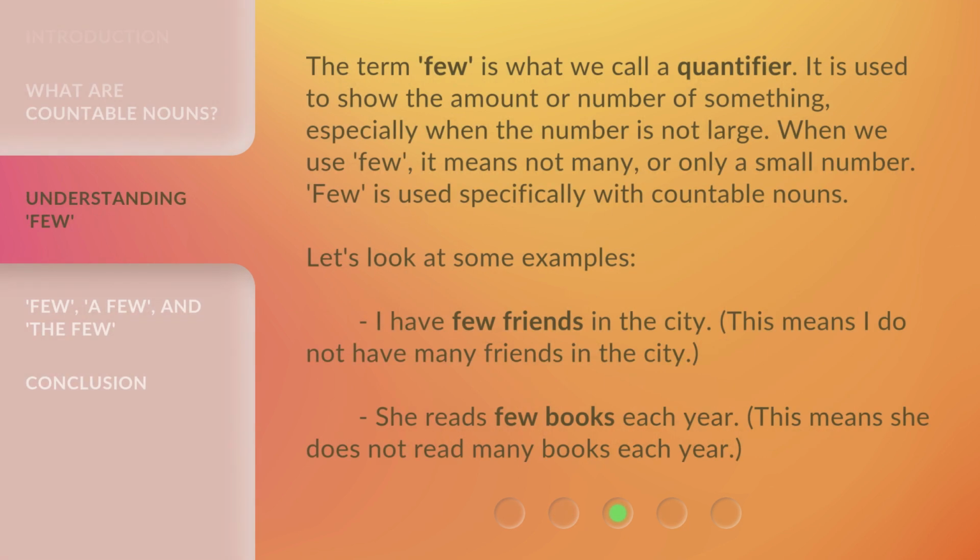The term few is what we call a quantifier. It is used to show the amount or number of something, especially when the number is not large. When we use few, it means not many, or only a small number. Few is used specifically with countable nouns. Let's look at some examples.